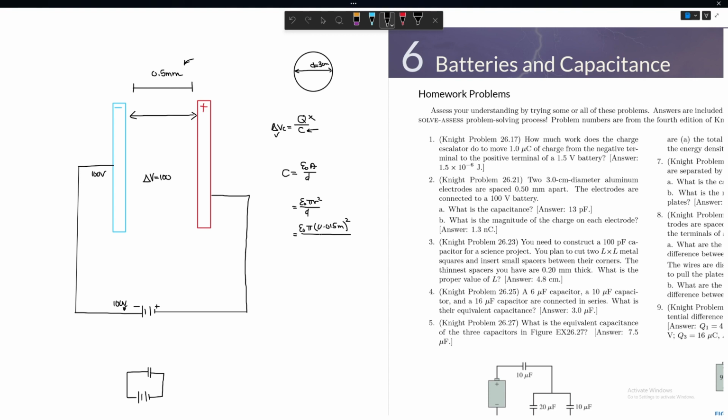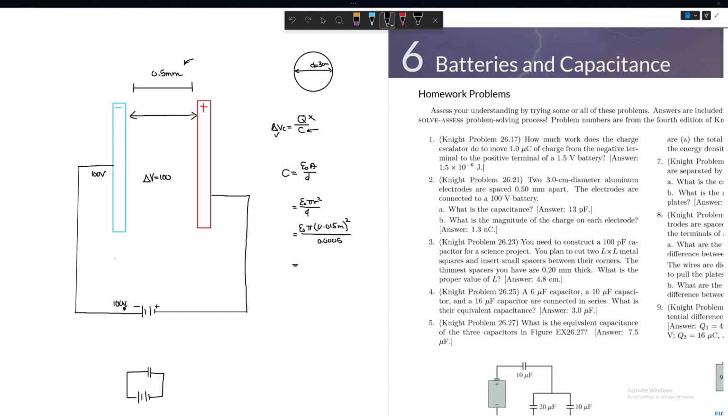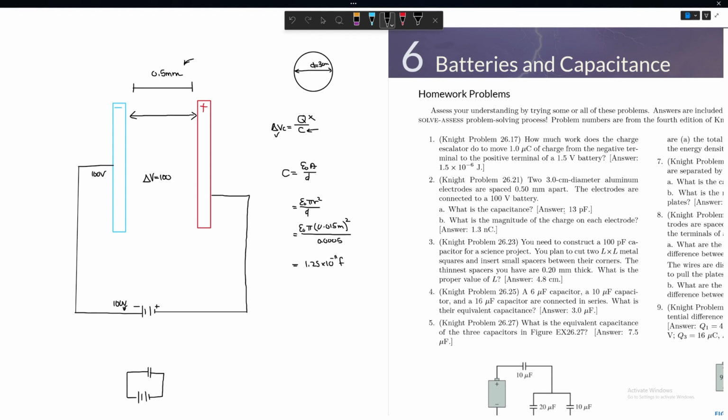And the distance I have here is in millimeters. Let's convert that to meters. Millimeters to meters, 0.05 millimeters, that is 3 zeros and then a 5. So plugging these things in, what do I get? What I got here is 1.25 times 10 to the negative 11 farads. Now my answer isn't in picofarads, so rounding this up, this will be 13 picofarads.